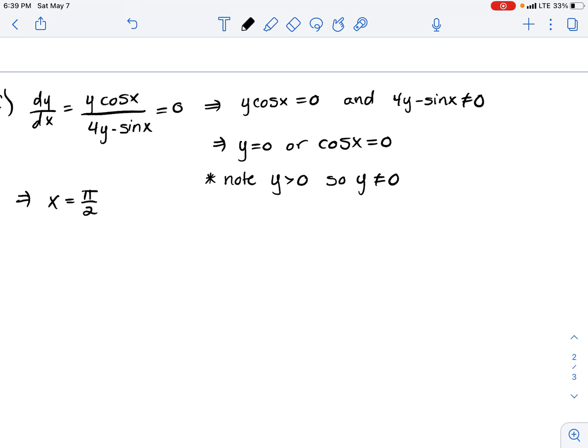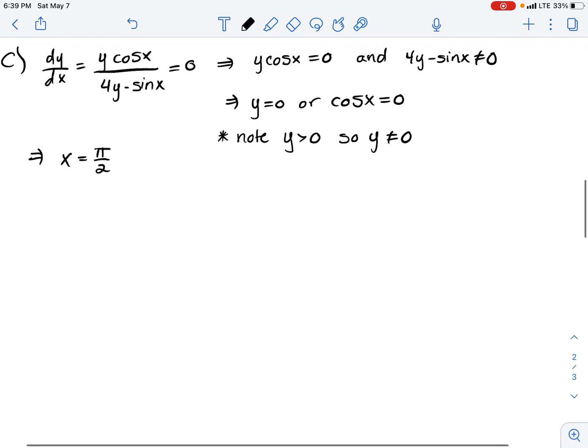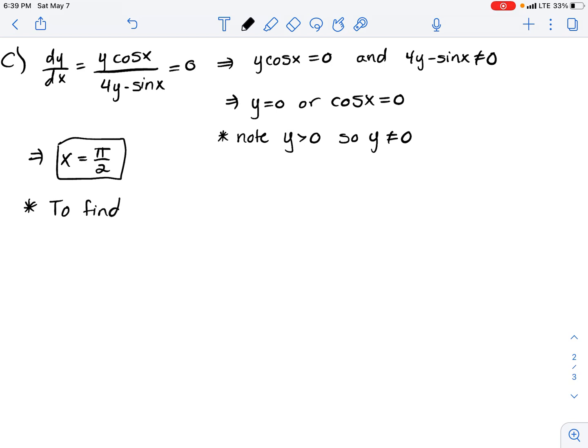Now we need to solve for the y value, find the y value. Okay. So to find the y value, plug the x value into the original curve.